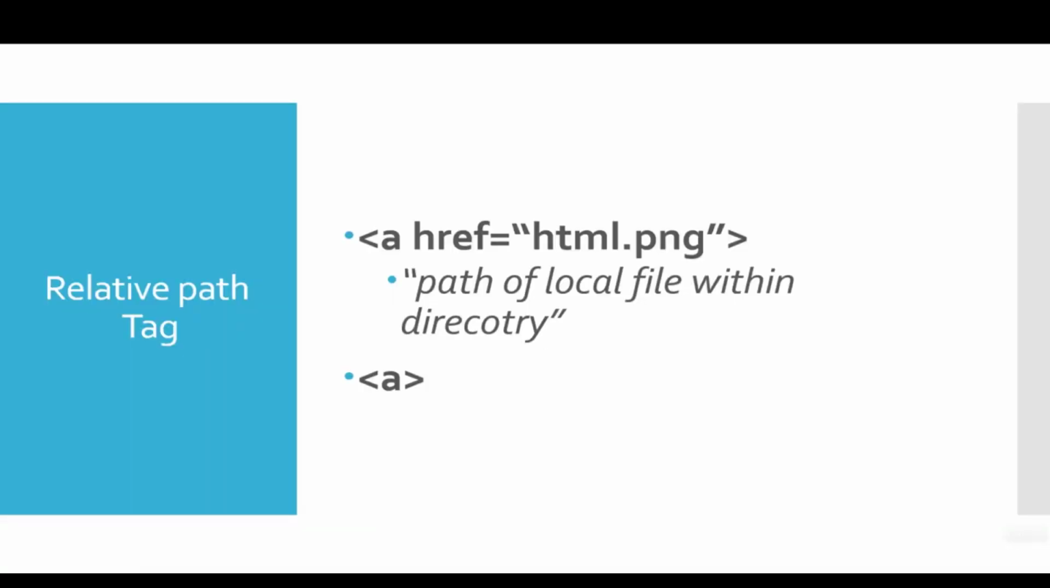Another link usage is the relative path. A relative path means if you want to open any file that exists in the local directory, within a folder or within your computer, or if you upload the same file on the web, you can access the local directory file. For that we use a relative path. So let's see how it works.